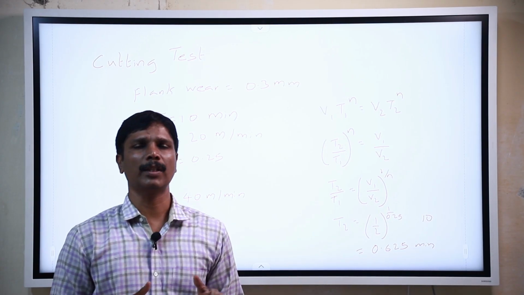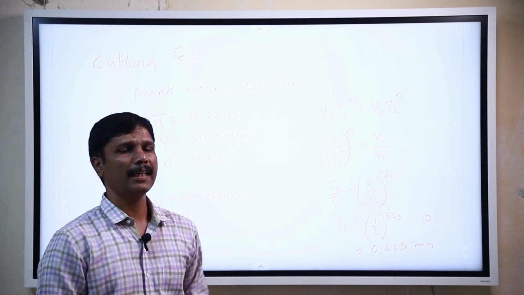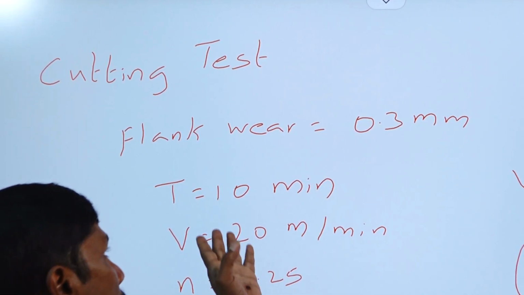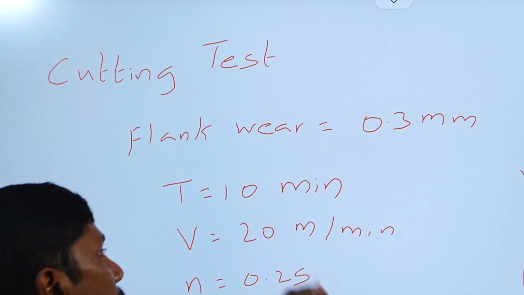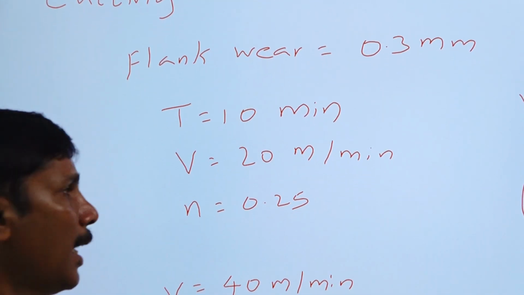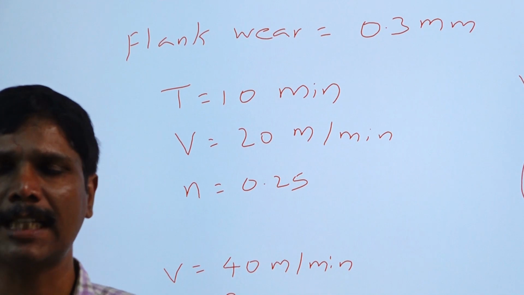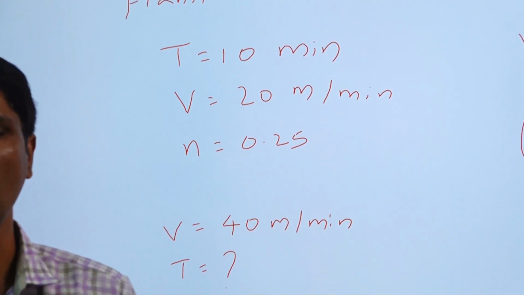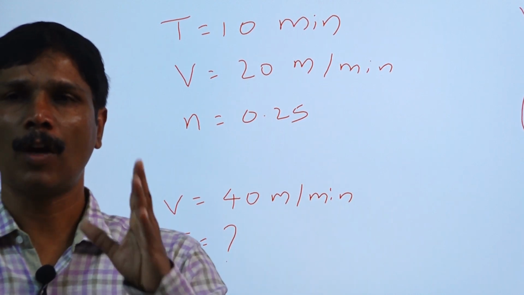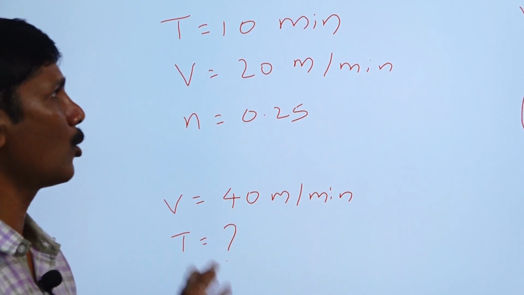We are going to see the cutting test. In the cutting test, flank wear is given as 0.3 mm and the tool life is given as 10 minutes for the cutting velocity of 20 meters per minute, and the exponential constant n value is 0.25. So for another set, for 40 meters per minute, what is the tool life?